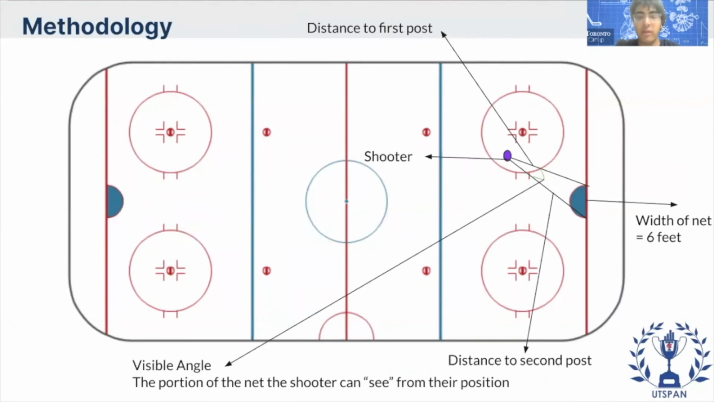Knowing both the visible angle as well as the distance to the net, we inputted both these pieces of information to a generalized linear model in our studios, which gave us the value of a scoring chance from anywhere in the offensive zone.